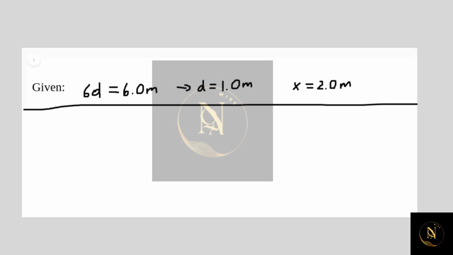Our question, which is shown in figure 9-82, shows a uniform square plate of edge length 6d equals 6 meters. Therefore, d is equal to 1 meter, from which a square piece of edge length 2d, so I write this as x. Since x is equal to 2d and d is 1 meter, x has to be 2 meters, has been removed. What are A, the x-coordinate, and B, the y-coordinate of the center of mass of the remaining piece?